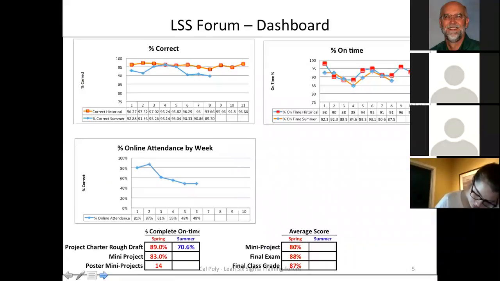All right, so here's our dashboard. Everything's tracking pretty well. Percent correct, looking pretty good. On-time completion, looking pretty good in comparison to historical. Attendance has sort of leveled out. We've got 11 participants here, so this is a little bit of a low dip. I think tracking online attendance is something we've just started to do. I'm going to be working on finding better ways to measure and encourage that as we go forward.